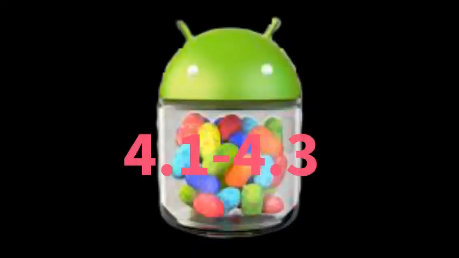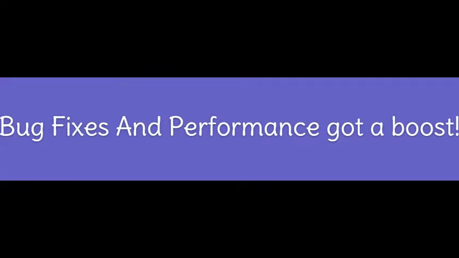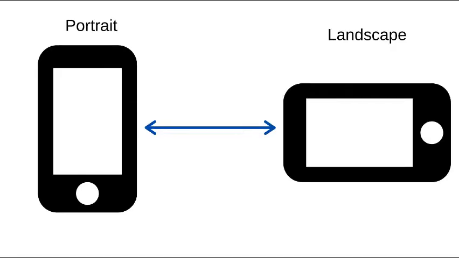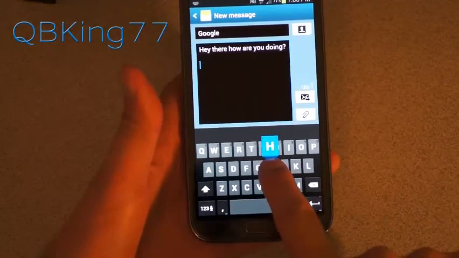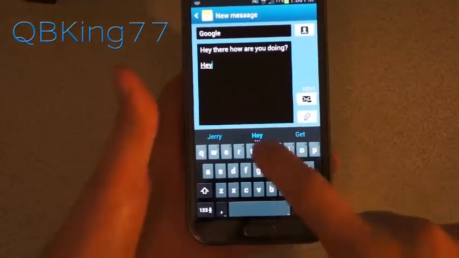With the new release of Jelly Bean 4.1 to 4.3, things really kicked off. Starting with small bug fixes and a performance boost, Jelly Bean allowed the rotation from portrait to landscape. Gesture typing, something I use all the time, arrived. It was a big hit.